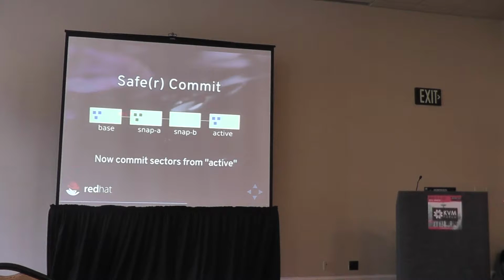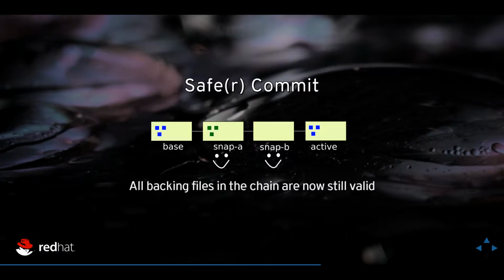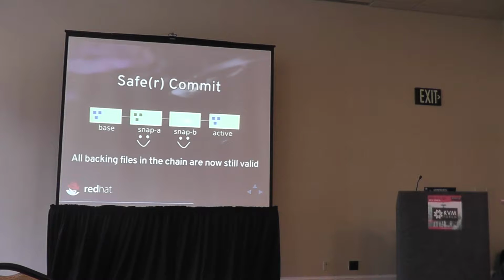And then once we commit those sectors from active down into the base, every image in this chain right here remains valid. They're all happy. As each one of these is a difference from the one previous, snap A sees those sectors inside of it, so it's not going to try to fetch those from base. Snap B, when it goes to read those sectors, will go down and look at snap A. Snap A will have them, and so we won't look at the modified sectors down in base. And of course, active, after this commit, will have these two images dropped and be looking straight at base. Or if that's not the case, it's still only looking at its own sectors.